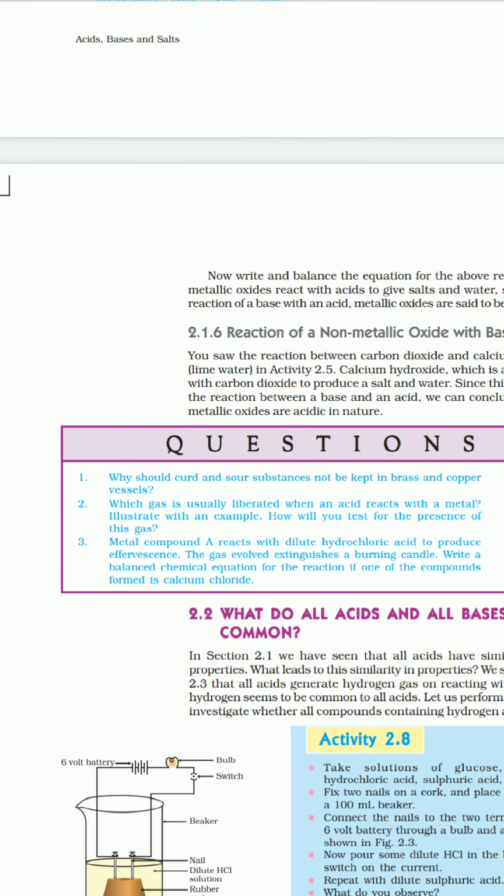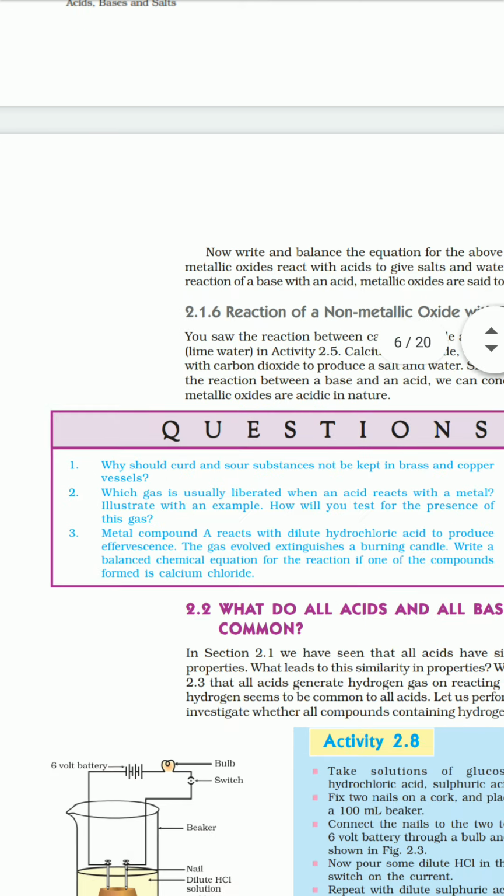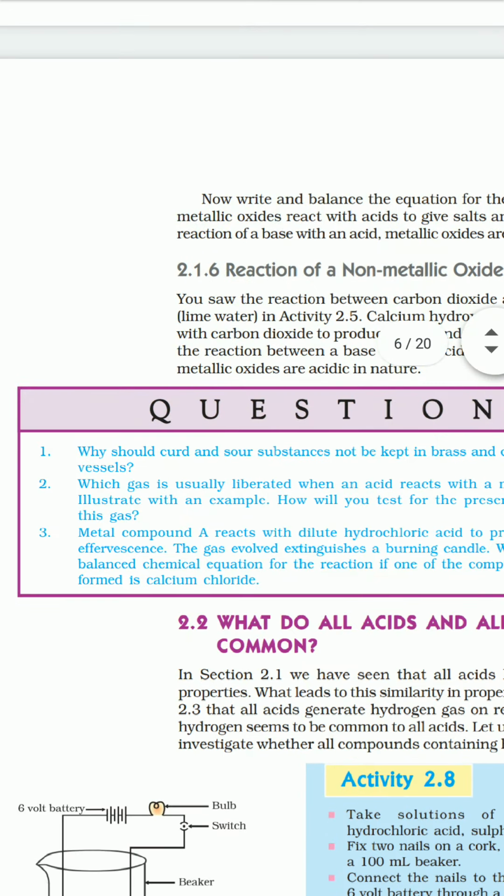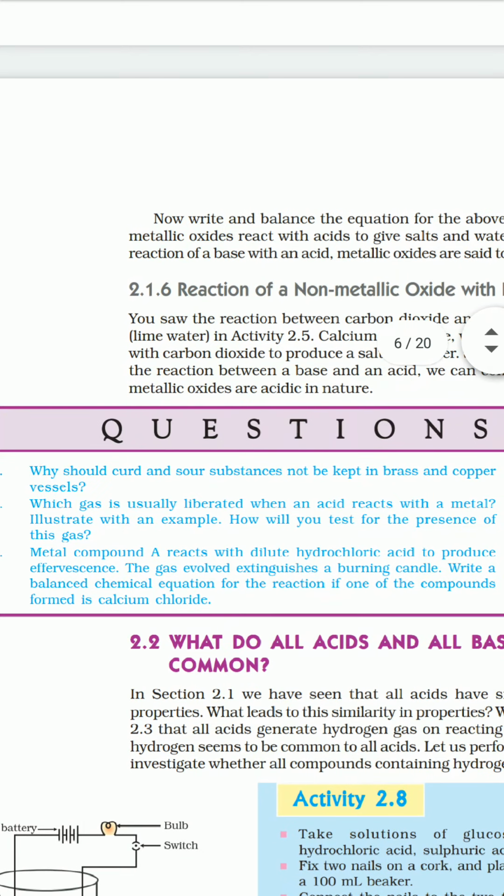The next question is: which gas is usually liberated when an acid reacts with a metal? That gas is hydrogen gas. Metals are mostly reactive in nature. They react with dilute acids to evolve hydrogen gas. Zn plus 2HCl gives ZnCl2 plus H2. Zn is solid, HCl is aqueous, ZnCl2 is aqueous, and H2 is gas. And the gas burns with a pop sound when a burning candle is brought near it.